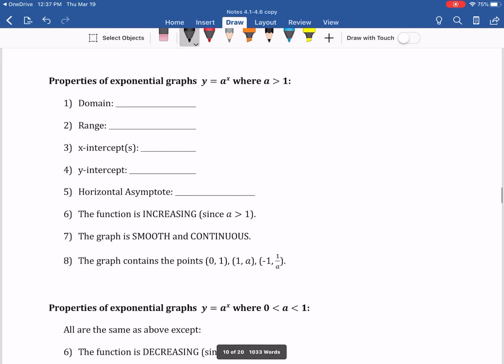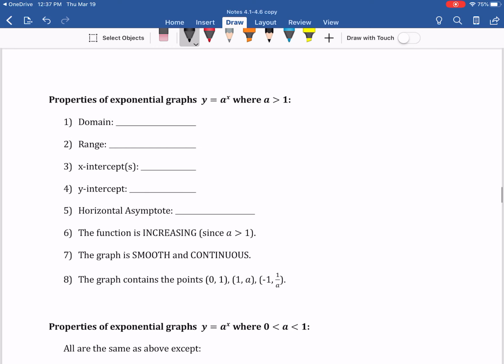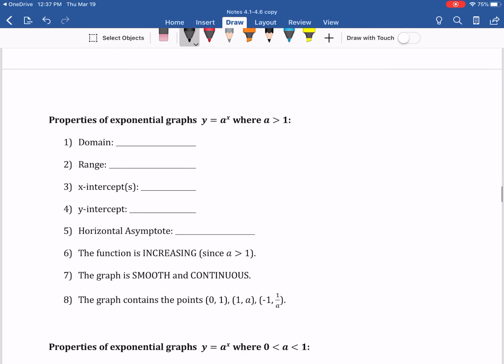Now that you've had some practice on sketching exponential graphs, I want to show you a condensed list of some of the properties. The properties of an exponential graph I'm going to outline correspond to having a base that's bigger than 1, such as maybe y equals 2 to the x, or y equals e to the x, or any kind of base that's bigger than 1. The domain for all exponential functions is all real numbers.